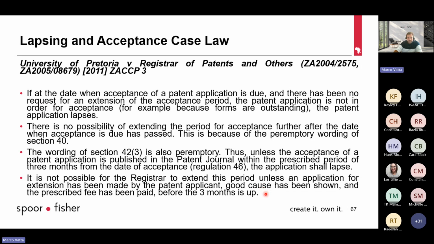So it is possible to request an extension for publication of acceptance. However, that request must be lodged, in terms of the University of Pretoria case, before the expiry of that 3-month deadline by which it needs to proceed to grant. And again, as I said earlier, good cause must be shown. So you need to provide the registrar with reasons, because the registrar has a discretionary power to either refuse or allow the request. So that was the law as it stood until 2023.